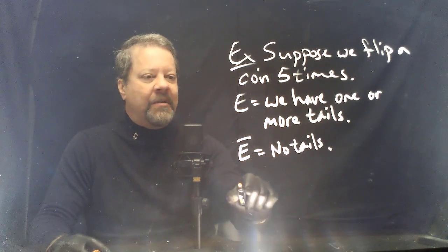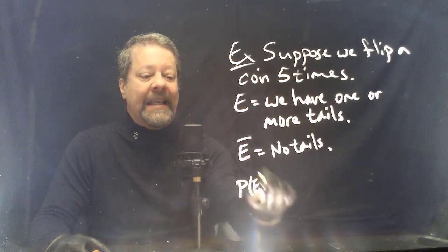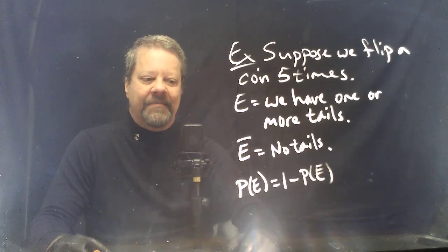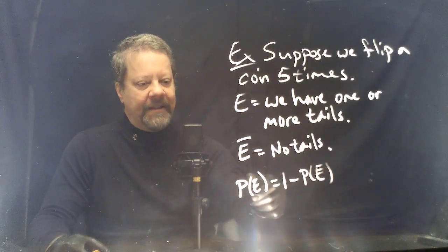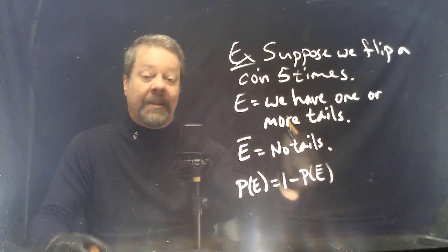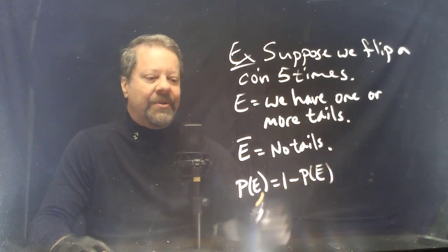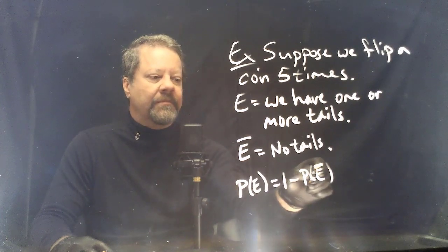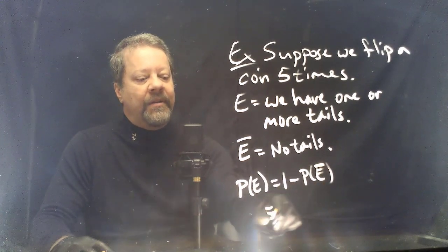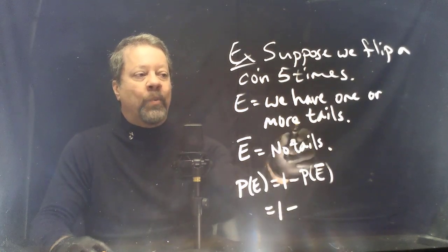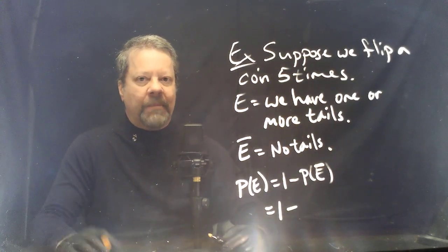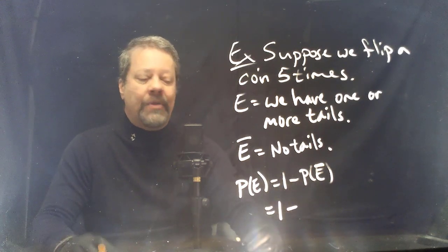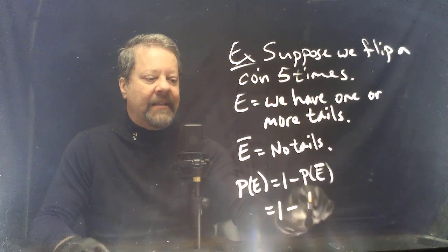So notice that the probability of the event E will be 1 minus the probability of the complementary event. Remember, E complement complement would be E. The equation holds true regardless of which side you put these terms on. And so you can see then the probability of getting one or more tails, which is more complicated to calculate, will be equal to 1 minus the probability of getting no tails. Well, no tails is easy.